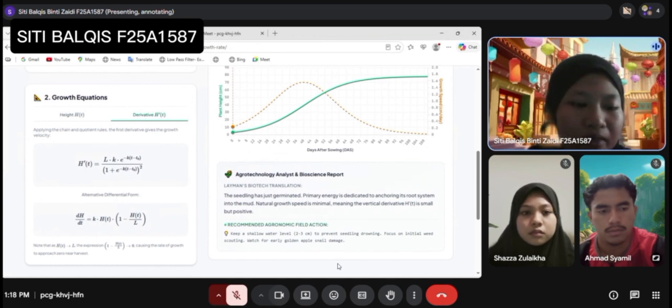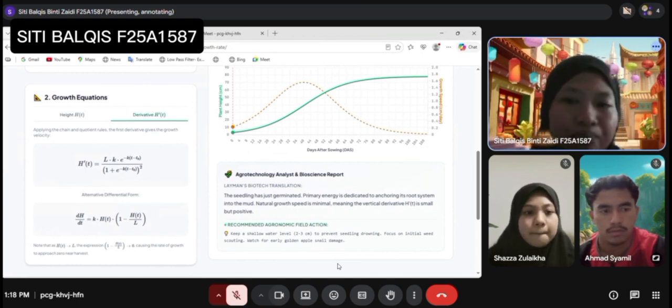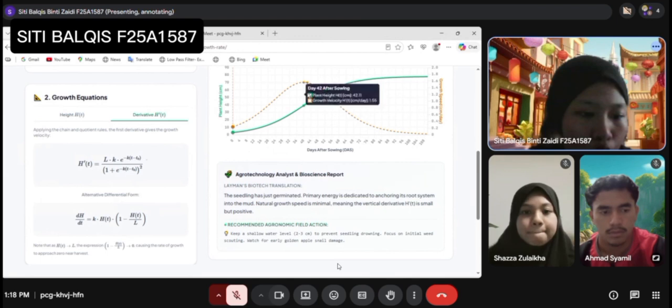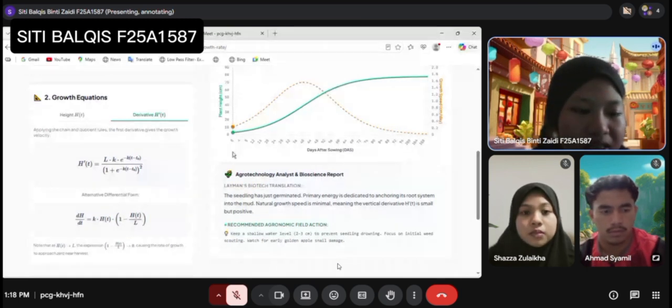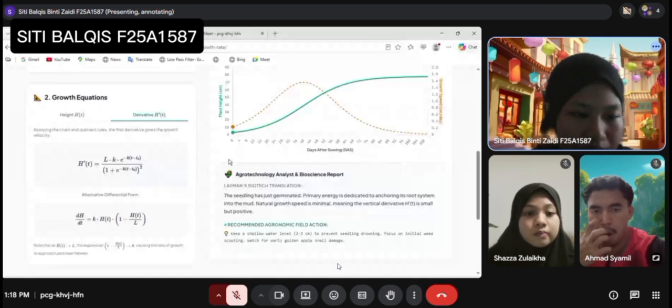The maximum growth rate occurs around 14 days, which is the most important step for fertilizer application. After that, the growth rate decreases as the plants approach maturity.